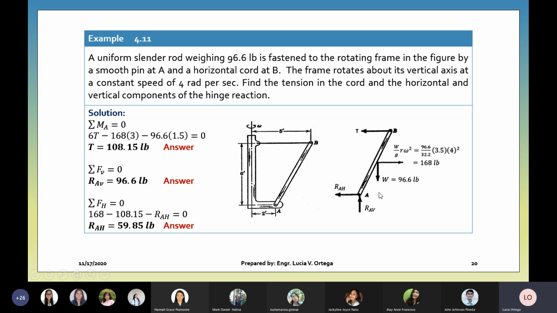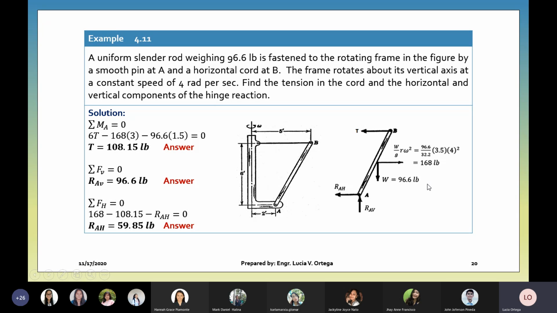So next, minus the weight, 96.6. So this, what is the distance? The horizontal distance is, okay, 3. So from center up to here is 1.5. So that would be equal to 0. So from that, we can solve for the tension, which is 108.15 pounds.